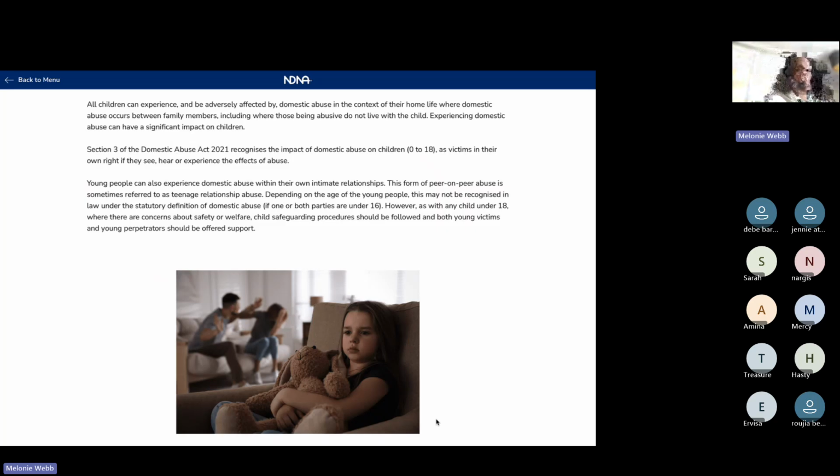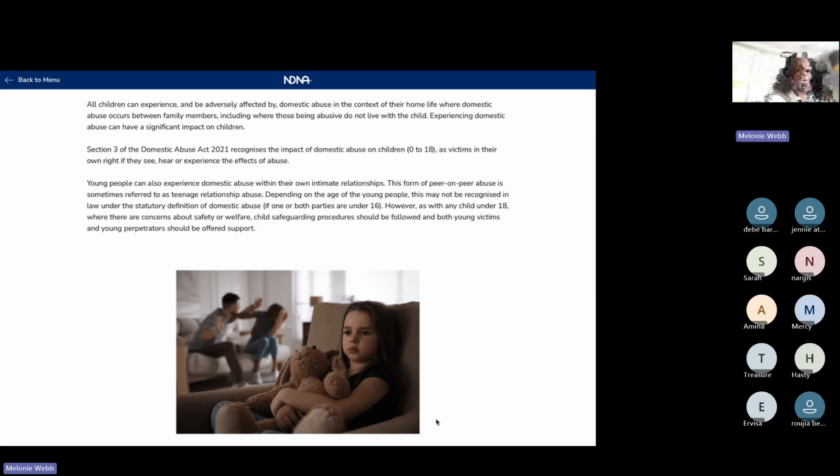Young people can also experience domestic abuse within their own intimate relationships. This form of peer-on-peer abuse is sometimes referred to as teenage relationship abuse. Depending on the age of the young people, this may not be recognised in the law under the statutory definition of domestic abuse. So if one person or more are under the age of 16.